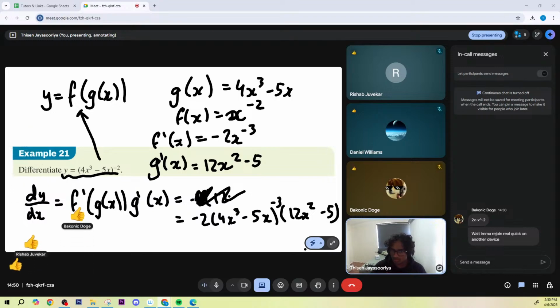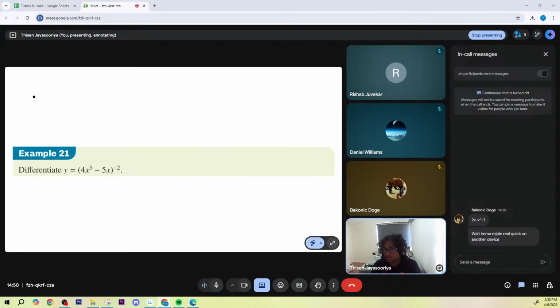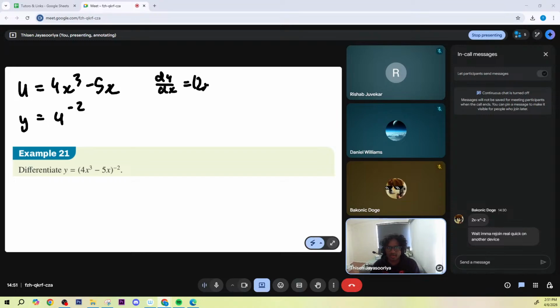What about you, Joe? What about you, Rashad? The other way you can do this is you can use the Leibniz notation. I want you to get familiar with both of them. So we can do u equals 4x cubed take 5x, which means that y equals u to the power of -2. We know that du on dx is equal to 12x squared, take 5. dy on du equals -2u to the -3.